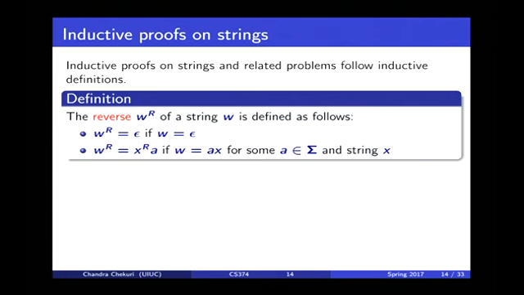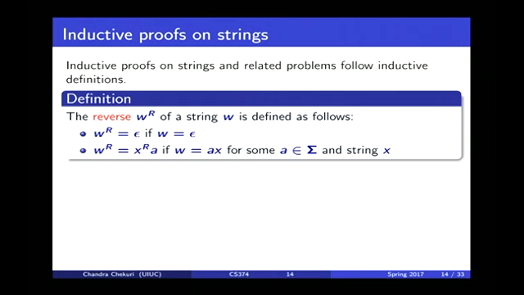We define it as follows. The reverse of a string is epsilon if the string is epsilon. And remember, the string is either epsilon or a times w, right? That's the inductive definition of a string. So if the string w is ax, then we define its reverse as x reverse concatenated with a. Okay, easy to understand the definition of reverse, yeah?